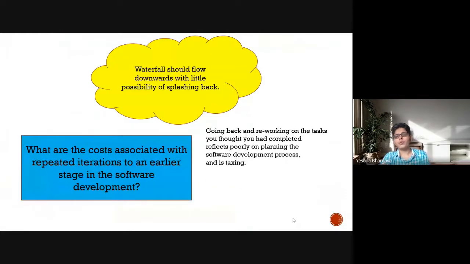As you have pointed out, going back and reworking on the tasks we had completed reflects poorly on the planning of the software development process, not to mention it is quite taxing. And yes, when it comes to software development, there are almost always deadlines. So if you are doing too many iterations, it could really mess up the project completion dates. Because of this, by the time you come to the testing stage and you have developed your software, your team would become so anxious about delivering the software that you may not be able to spend the time on testing that you would otherwise have done.